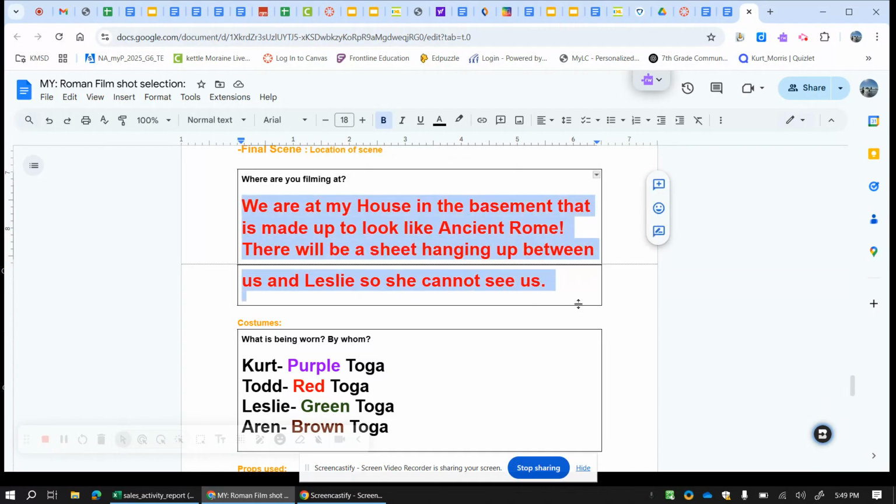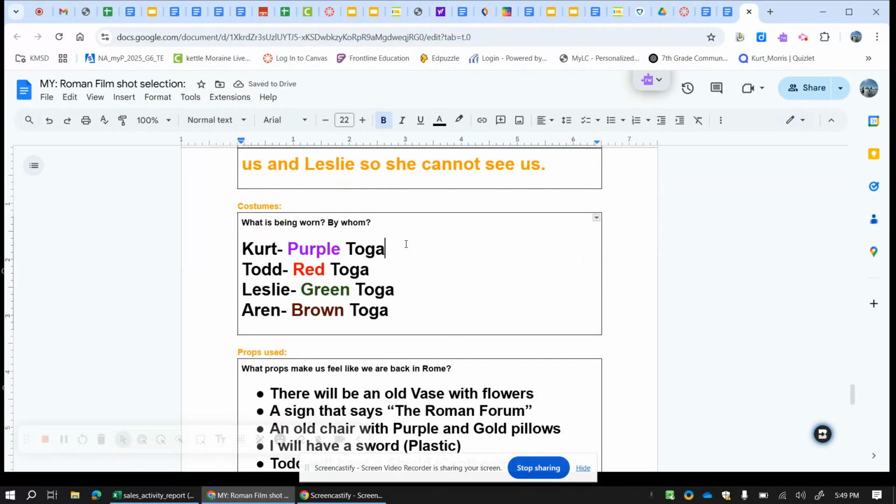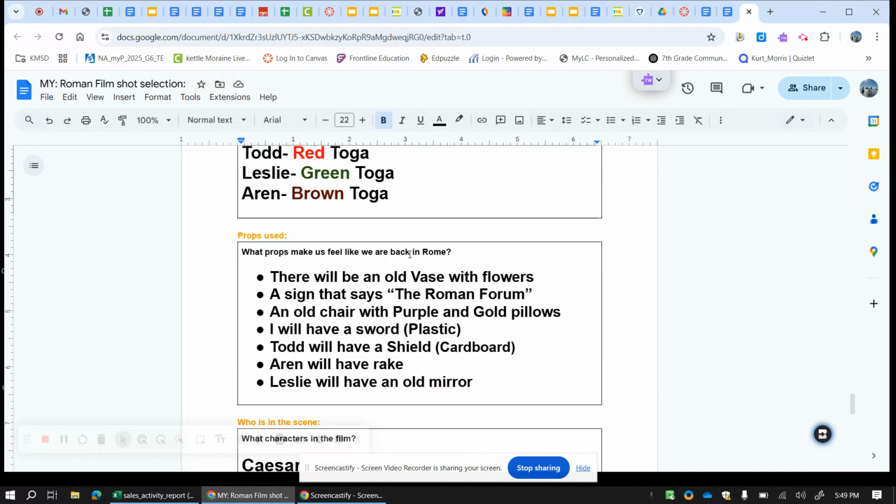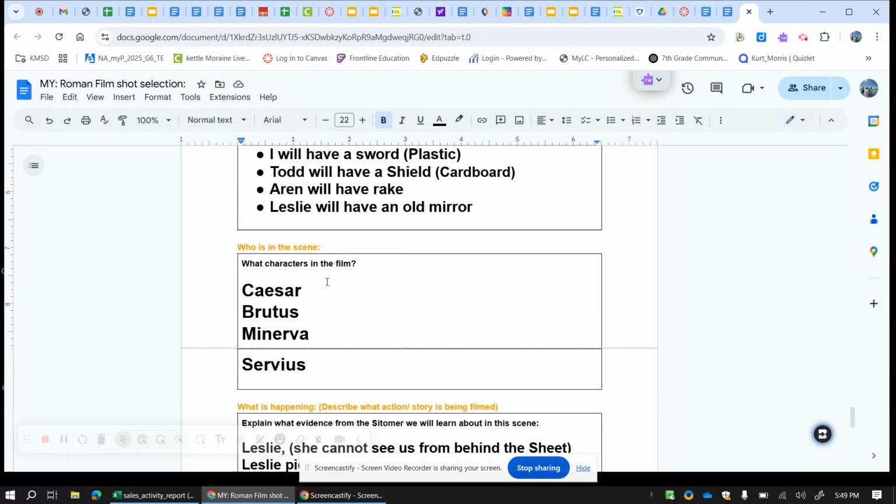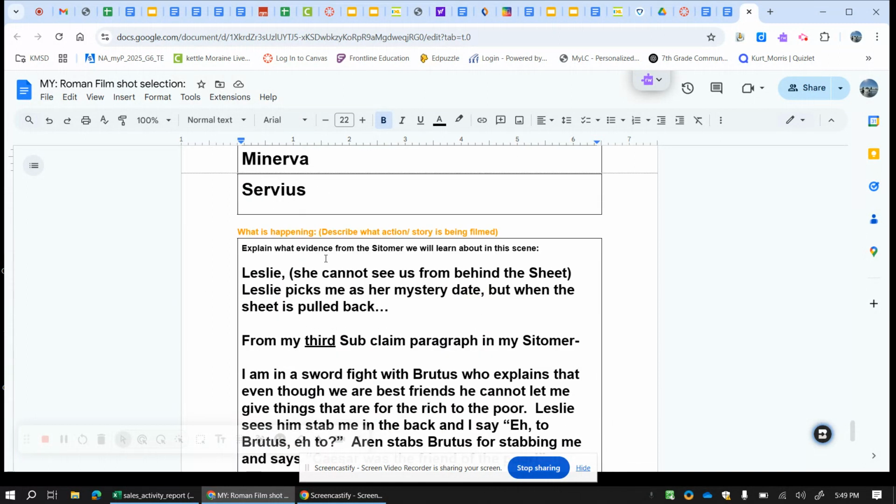And in our final scene, ladies and gentlemen, this should be orange, right? Because it's our final scene. Still at my house, still in the basement. Still wearing those clothes, the togas. Here's all the cool stuff we still have. Those are the people in the scene.